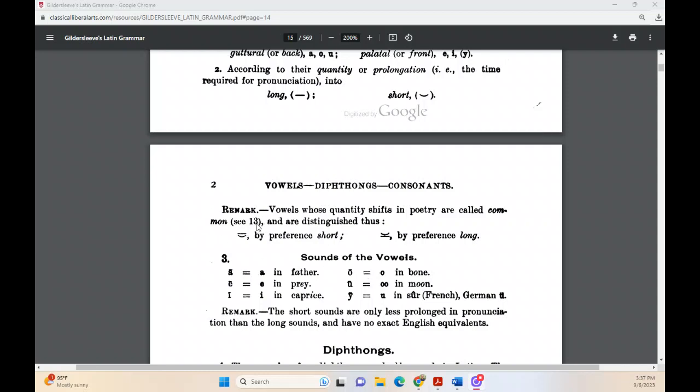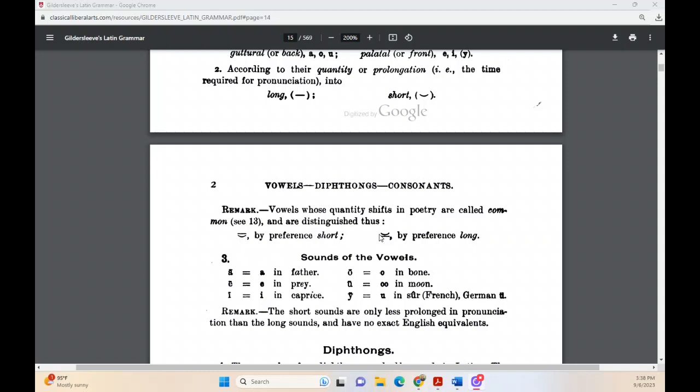Note the remark underneath Article 2 here. Vowels whose quantity shifts in poetry are called common, and they are distinguished thus. And so you can see that there will be a mark over the vowel, which includes both the short symbol and the long symbol. That means that you can read it as short or long, but whichever symbol is on the bottom is the one you should try to stick with. By preference, this is short.